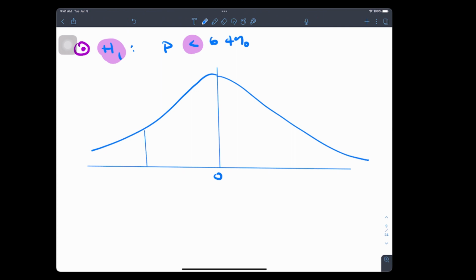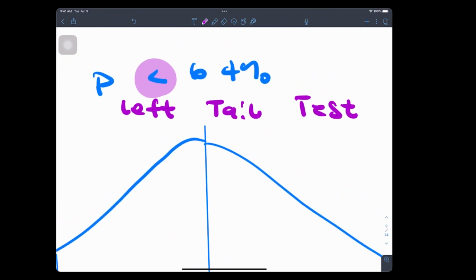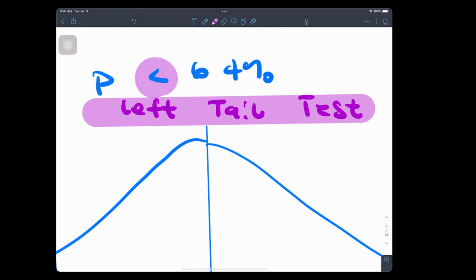This is pointing to the what? To the left. Is that true? So this is not equal. So if you see this and it's pointing to the left now, this is known as a what? Left tail test. You guys see this pointing to the left? This is a left tail test.